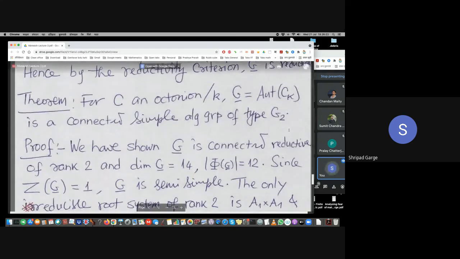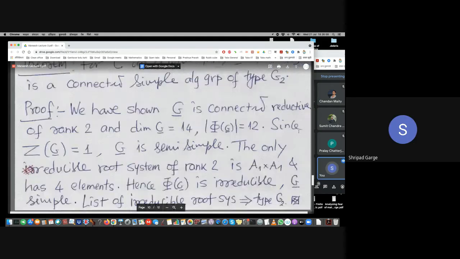And then we have the theorem that for a K-octonion algebra C, you take G = Aut(C ⊗ K). This is a connected simple algebraic group. Connectedness we have proved. Simple because its center is trivial, so it is semisimple first of all, and then we see that the root system is irreducible. So it has to be a simple algebraic group of type G2. That completes essentially what we wanted to do.